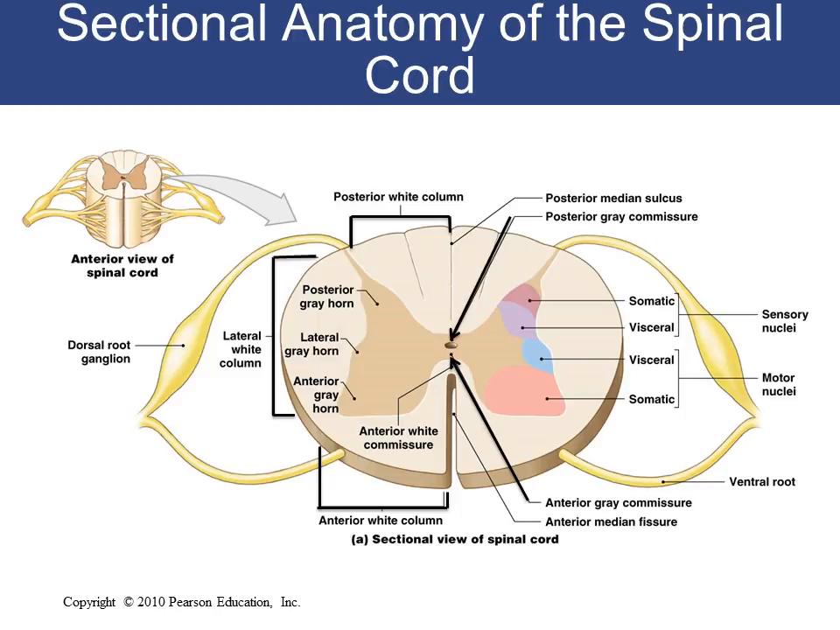And this gray matter also has three horns. We have the posterior gray horn projecting posteriorly. We have the anterior gray horn projecting anteriorly, and we have the small lateral gray horn that is also projecting laterally. If you look at this diagram, you can also see that in the gray horns of this gray matter, we have the sensory nuclei and the motor nuclei located there. You have the somatic and visceral nuclei. You have the sensory nuclei, and the motor nuclei also have the visceral and the somatic nuclei around them. So that is the structure of the spinal cord.